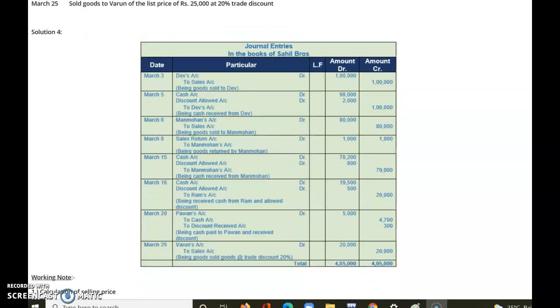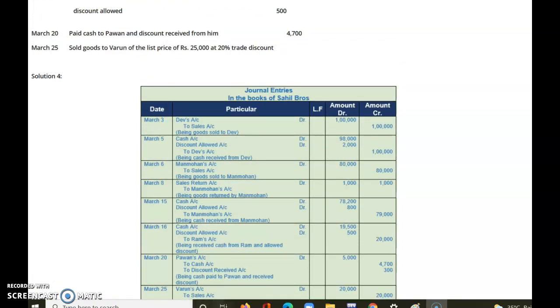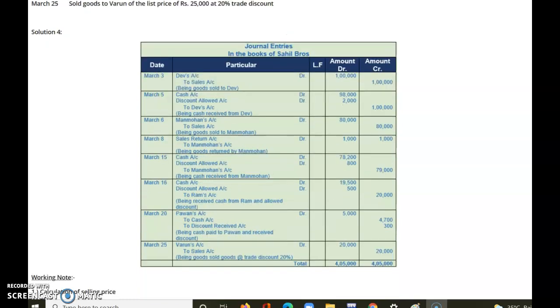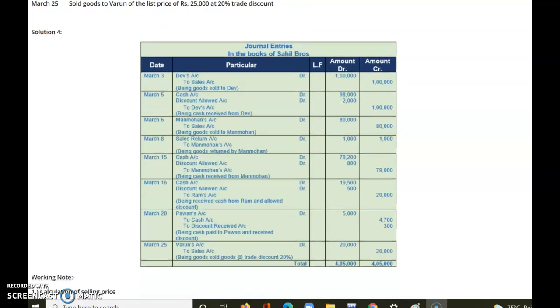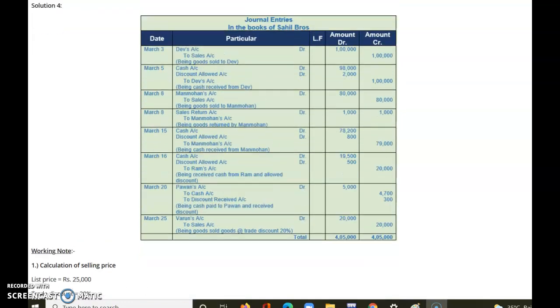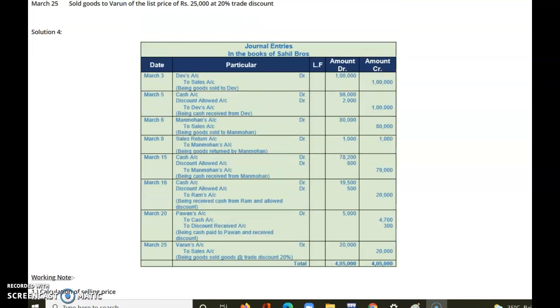Varun is a personal account and it is a credit transaction. So the journal entry will be: Varun's account debit with rupees 20,000 to sales account with rupees 20,000. Varun is a personal account, debit the receiver, we had debited here. Sales of goods, goods is a real account as inventory or asset account. So credit what goes out, that we had credited to the sales account. But the important thing is, with the net amount, trade discount will not be shown anywhere in the books of account.